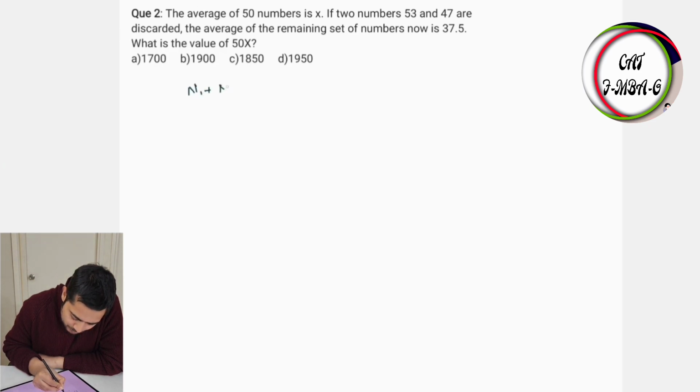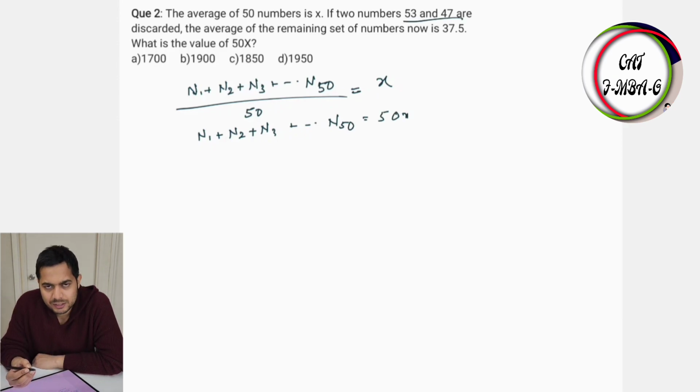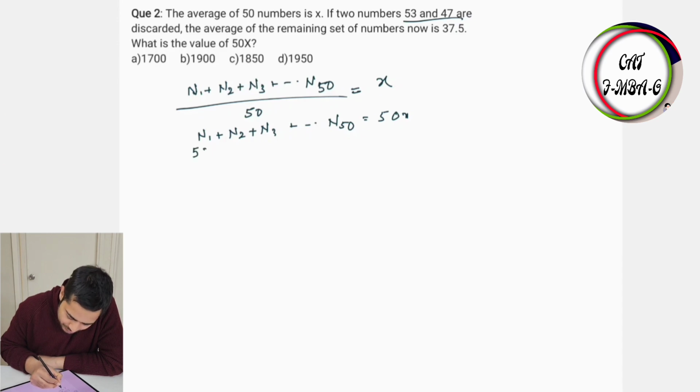n1 plus n2 plus n3 up to n50, divided by 50, is equal to x. That implies n1 plus n2 plus n3 up to n50 is equal to 50x. If the two numbers 53 and 47 are discarded, let us consider n1 is 53, n2 is 47. So that implies 53 plus 47 plus n3 up to n50 is equal to 50x.